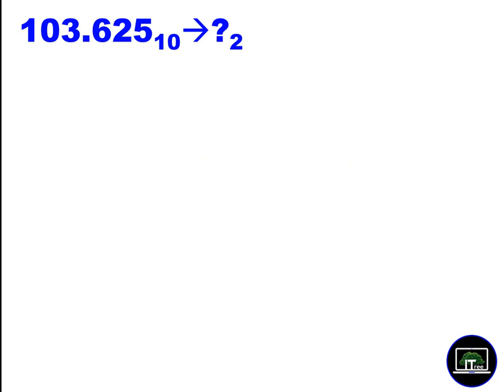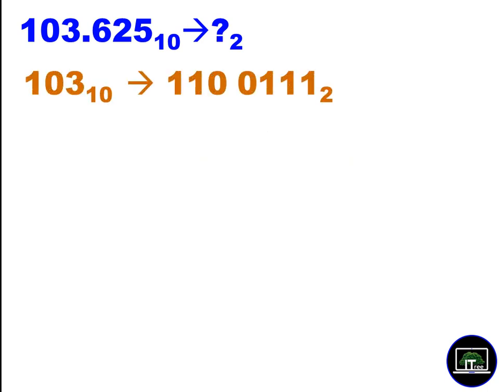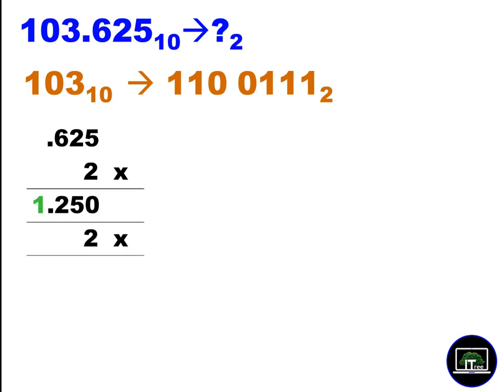We'll try to convert this one. You know how to convert 103. You can convert that by dividing. Then 0.625, you know the method. Multiply by 2, you get this. You disregard the 1 at the moment. Continue. 0 also should be written, because whatever whole part you get, even 0, you must write.